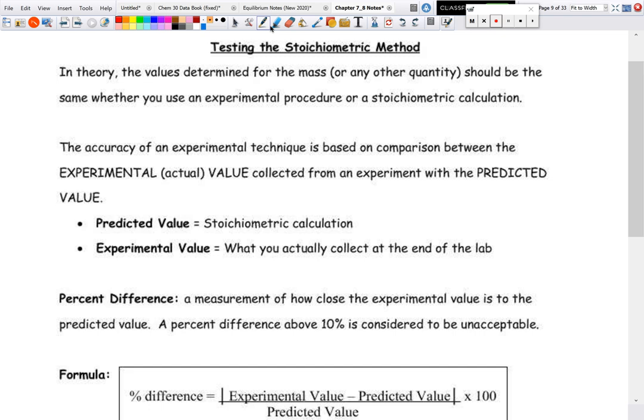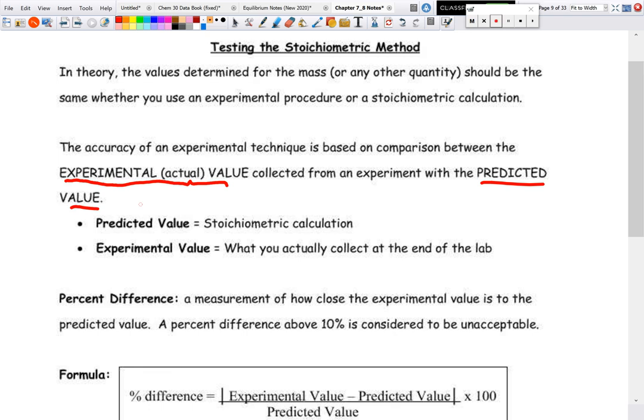Well, this is all in theory, right? So if the experiment goes right and our assumptions are true, we should be able to collect everything that's there. But sometimes when you're doing an experiment, you don't get everything. So that's why it says here, in theory, the values determined for mass or any other quantity should be the same whether you use an experimental procedure or stoichiometric calculations, but the accuracy of experimental technique is based on comparison between your experimental value, so what you actually collect at the end of a lab, compared to what you predict, and that is your stoichiometric calculations.